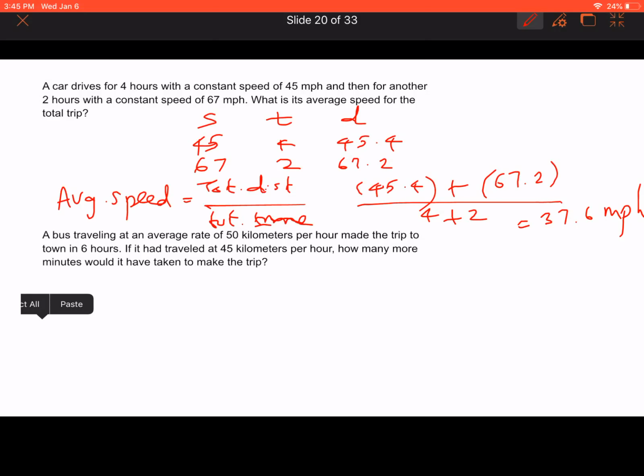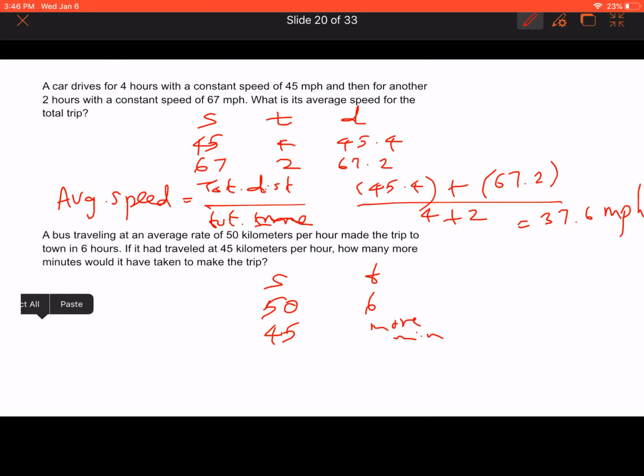Okay, next problem is: a bus traveling at an average speed of 50 kilometers per hour made the trip to town in 6 hours. Okay, so the speed is 50 kilometers per hour, made the trip time is 6 hours. If it had traveled at 45 kilometers per hour speed, then how many more minutes would it have taken? So that is, we have to find how many more minutes it has used up to take the journey.